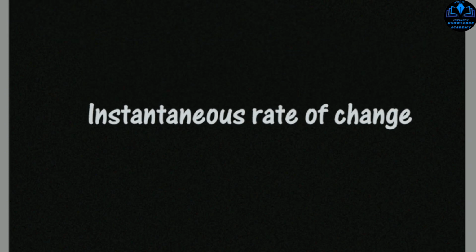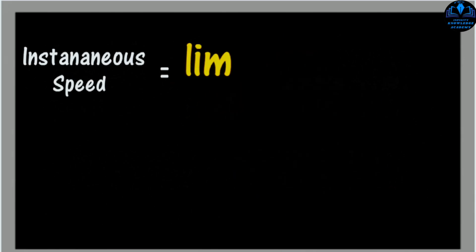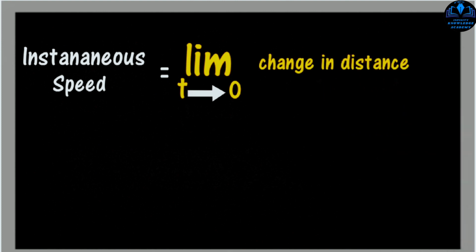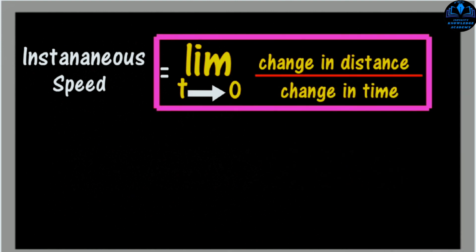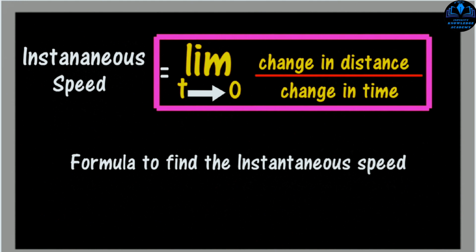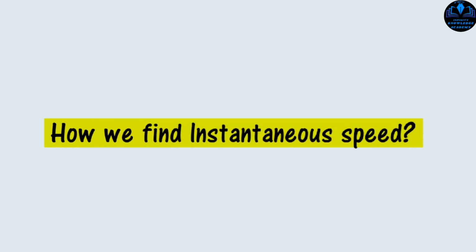Now if you do not know about calculus, then I am going to tell you the formula of instantaneous speed: it is equal to the limit as time approaches 0. Time approaching 0 means that the time is not 0, but it is living in the neighborhood of 0. So I say now change in distance divided by change in time. This is the formula to find the instantaneous speed of an object, of an aeroplane, of a car, of any object.